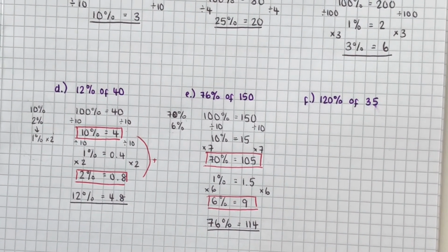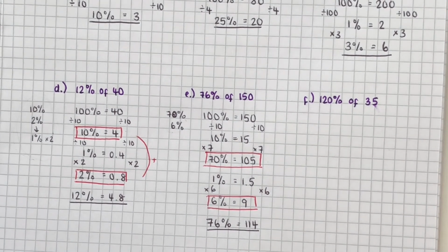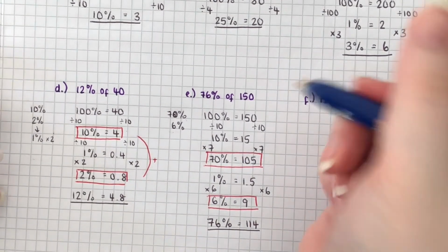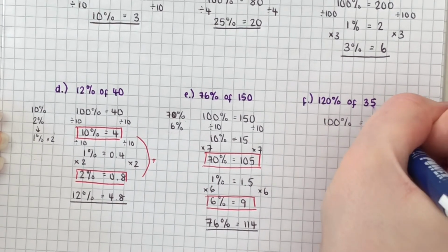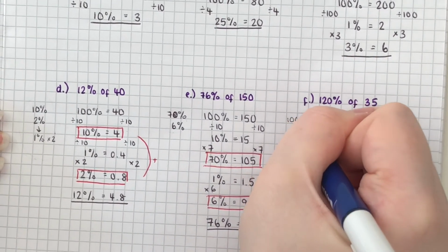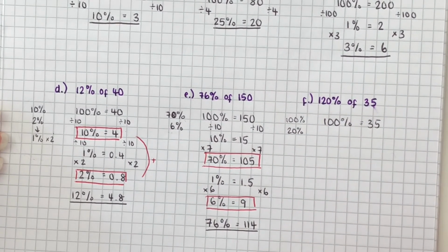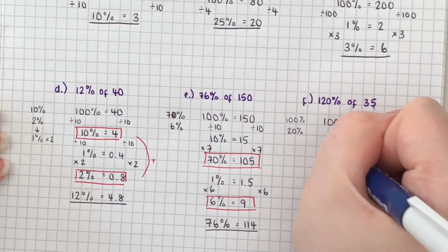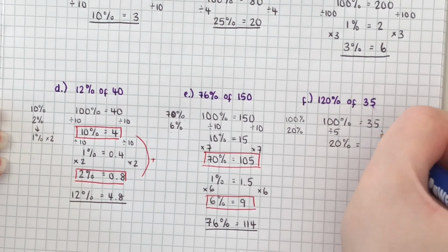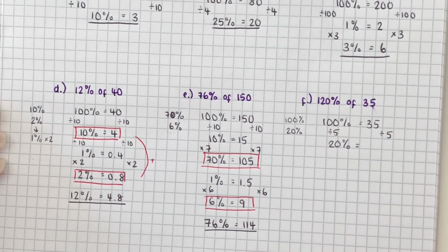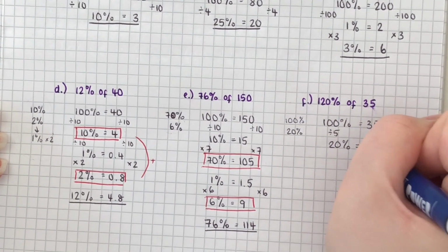So I've added in this last one. This one isn't very common. Normally the percentages are all less than 100, but I thought I'd add it in just because later on you might need it. So again, I'm going to start off with 100%. So if we want 120, we need the 100, which we've already got. And then we also need 20%, and then we can add those together. So we can actually get to 20% from 100 by dividing by 5. Again, you could have found 10% and then multiplied by 2, if that's easier for you. So 35 divided by 5 is 7.